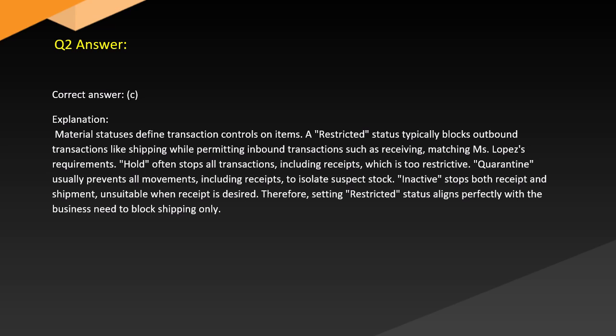Quarantine usually prevents all movements, including receipts, to isolate suspect stock. Inactive stops receipt and shipment, unsuitable when receipt is desired. Therefore, setting restricted status aligns perfectly with the business need to block shipping only.